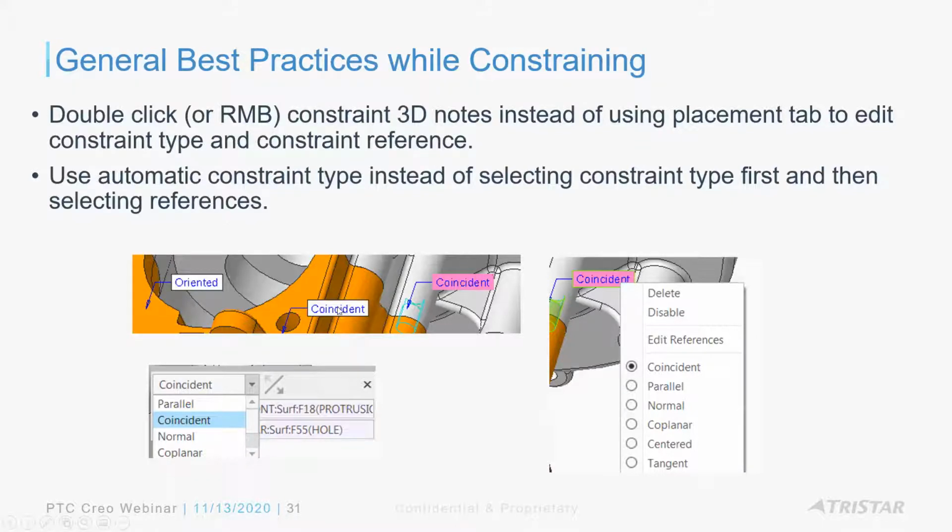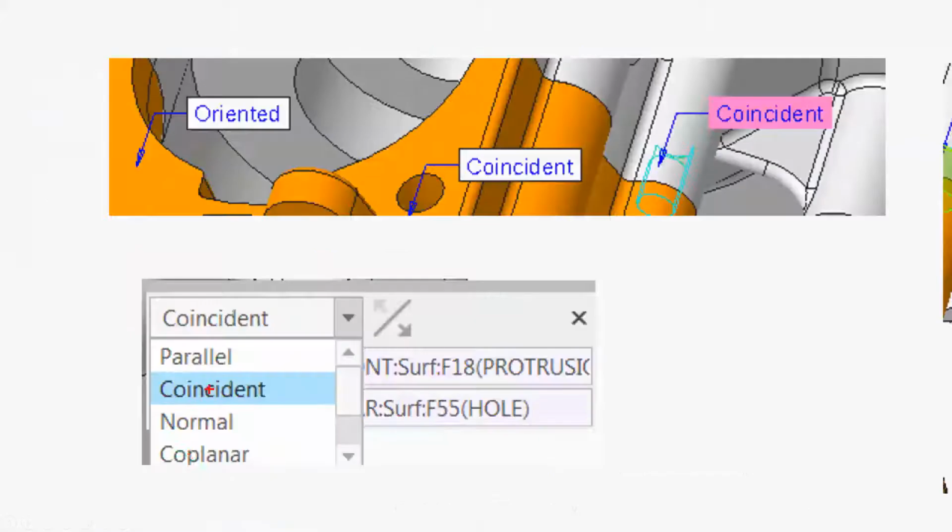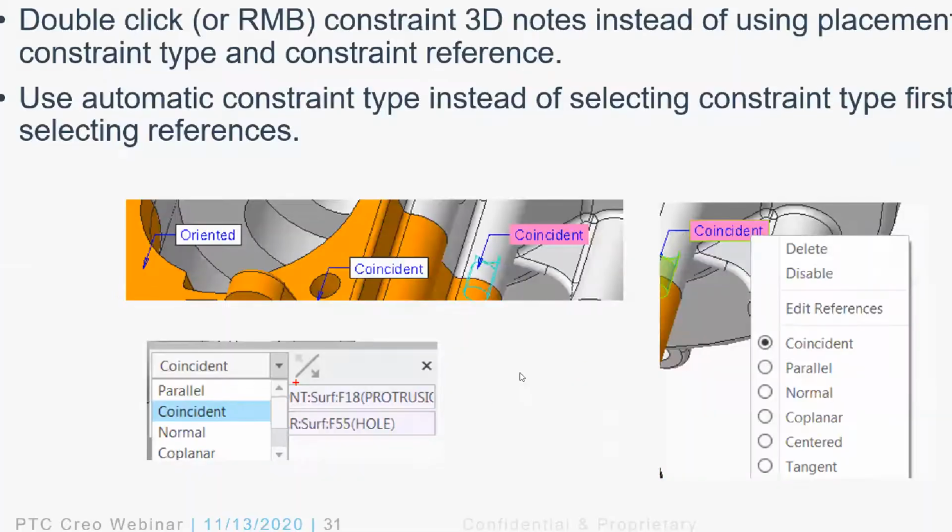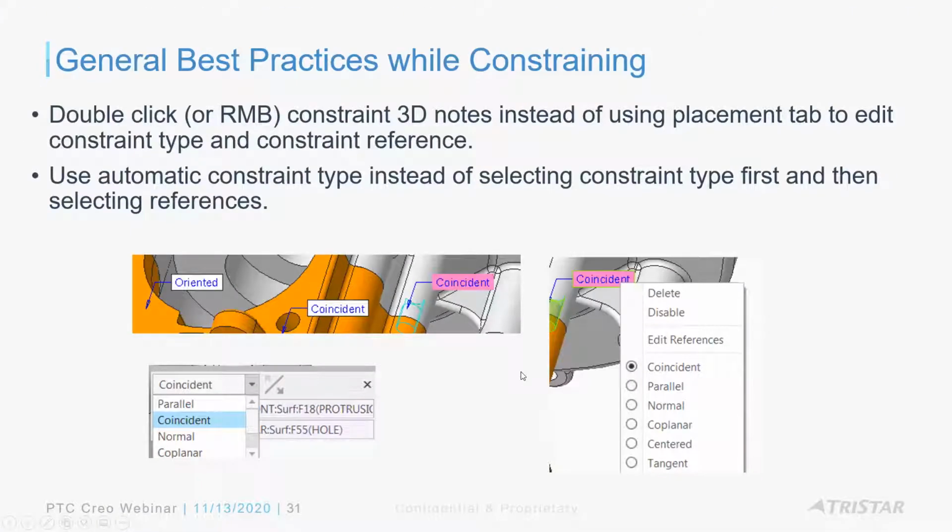You know, I double click on this coincident, for example, I could switch it to, I don't know, normal or coplanar, what have you, or even flip the direction depending on the constraint type. I'm able to do that without having to go to the dashboard, right? Very, very nice option. And it's very easy. Many times we just select the wrong geometry, just double click, reselect it, you're all set, right? You don't have to go remove, add, etc.